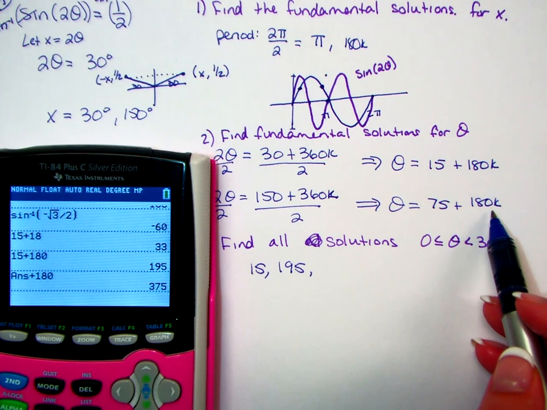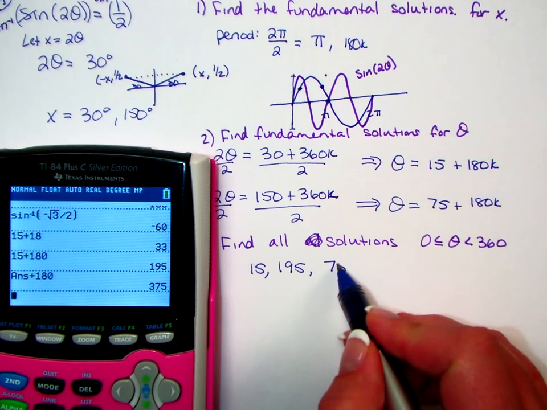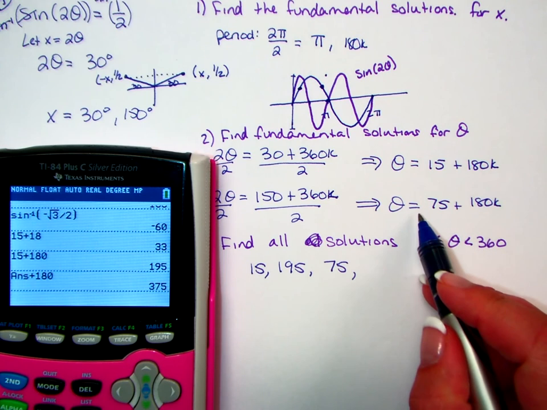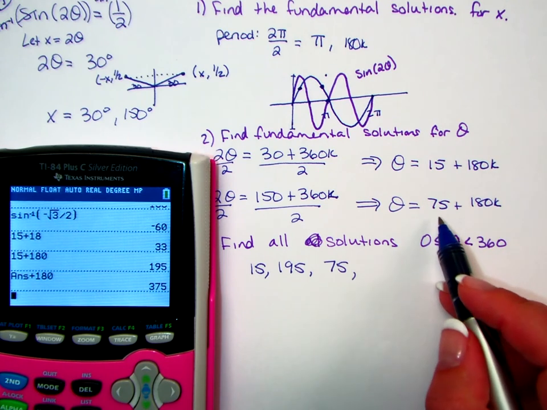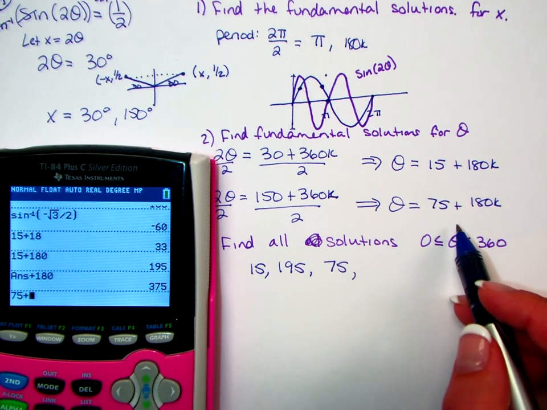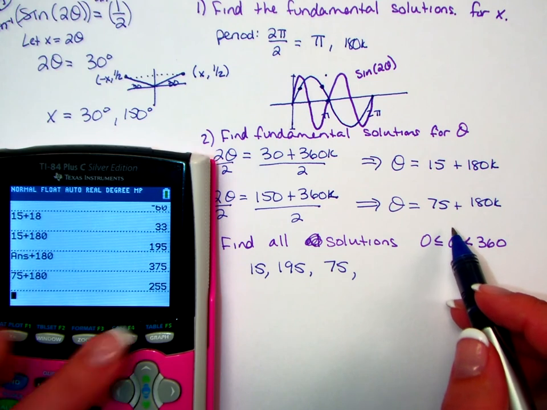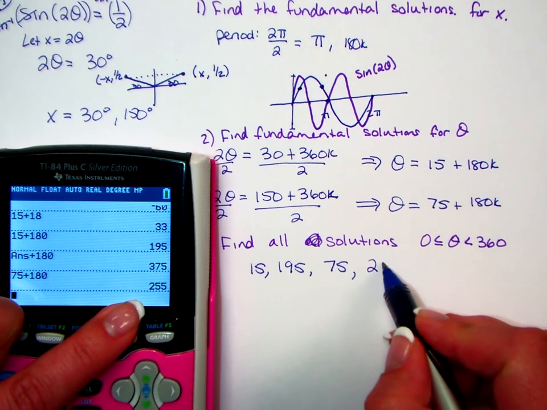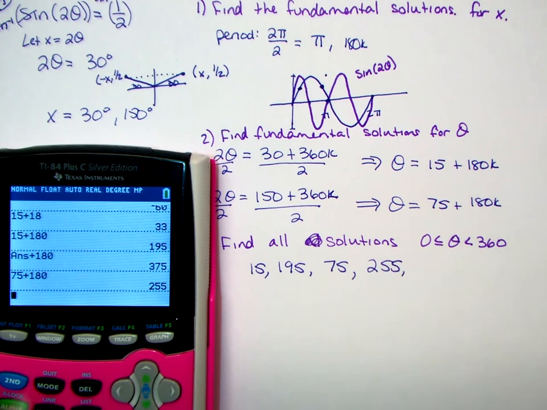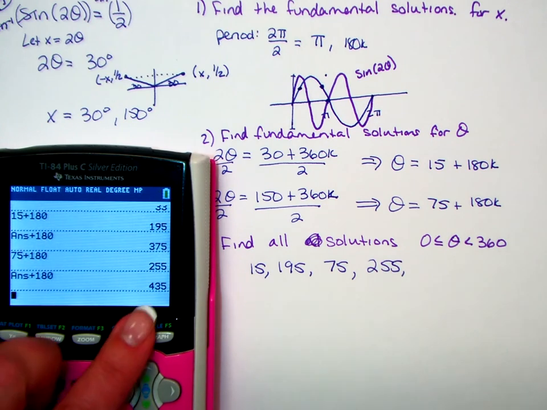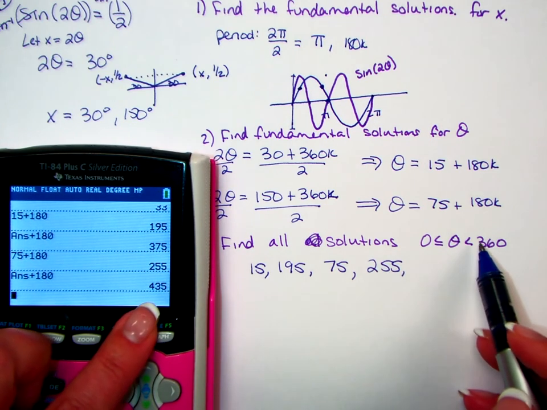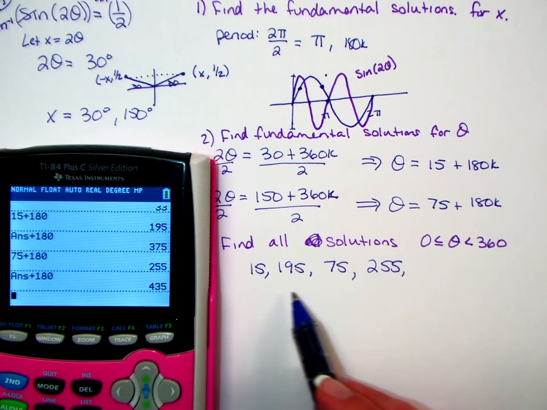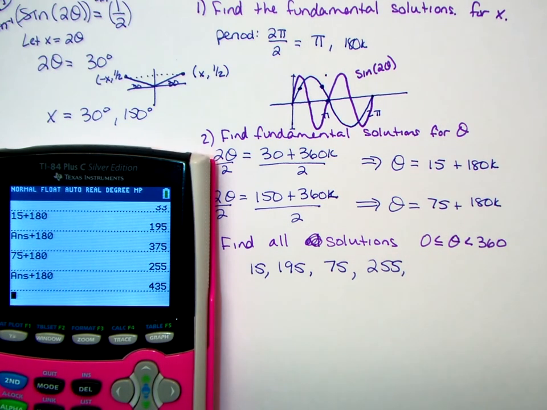If I let k equal 0, I get a solution at 75. Again, if I subtract 180, that's going to get me a negative angle. I'm not interested in that. But 75 plus 180 is 255, right? And 255 is within this domain. Okay, if I add 180 again, I get 435, which is a solution. It just doesn't fall between 0 and 360. So these are all 4 angles that give us a sine of 1/2.